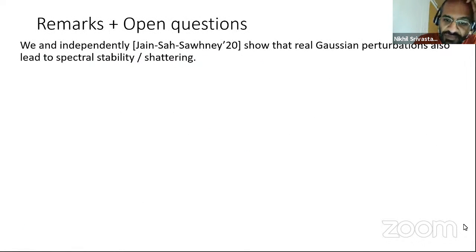I'll make some remarks about some follow-up work. In the proof, we really need to use that the random matrix you add is complex. We wondered for a few months whether this is necessary. Later we were able to show that it also works if you add a real Gaussian matrix, and that same result was achieved by Jain, Sah, and Sawhney as well. It's quite a bit more involved, but the phenomenon continues to hold for real Gaussian matrices, and we expect it will hold for many random matrix ensembles.